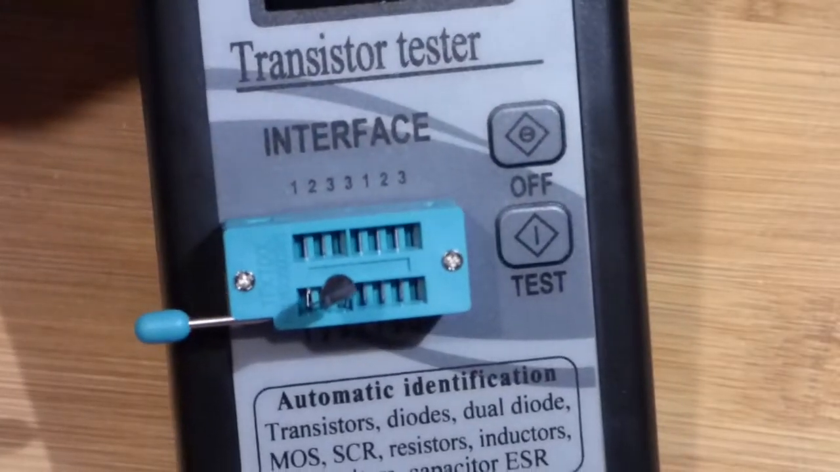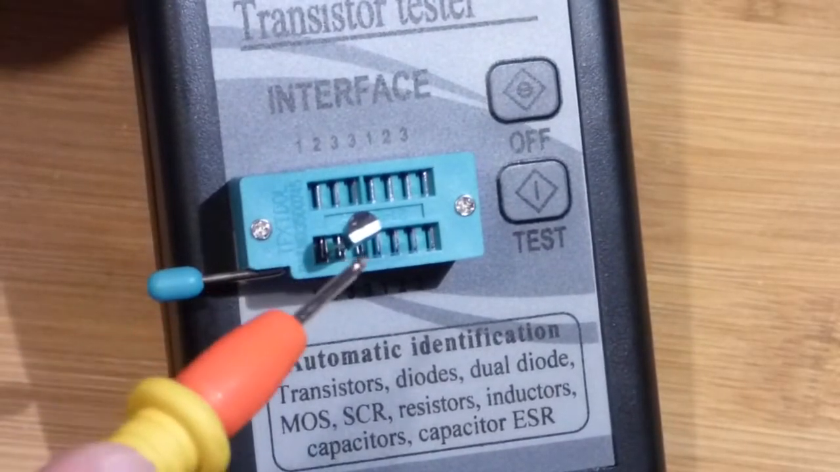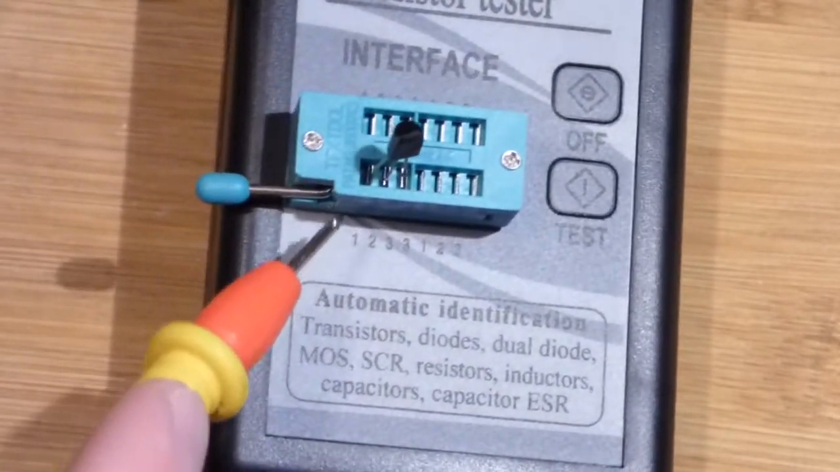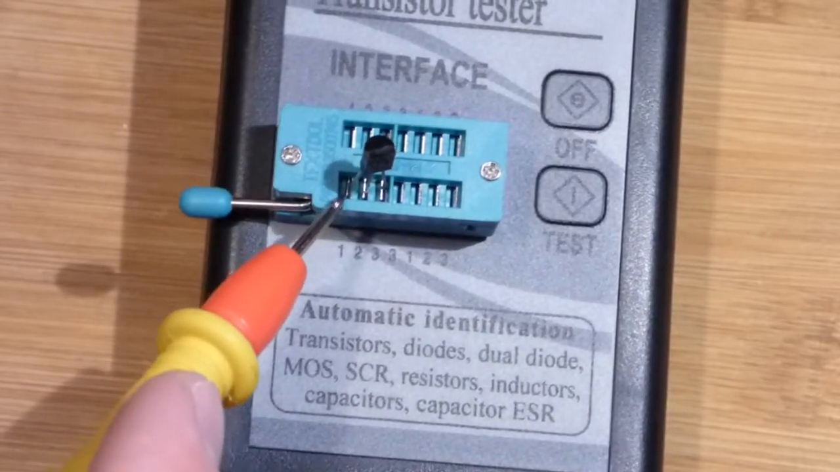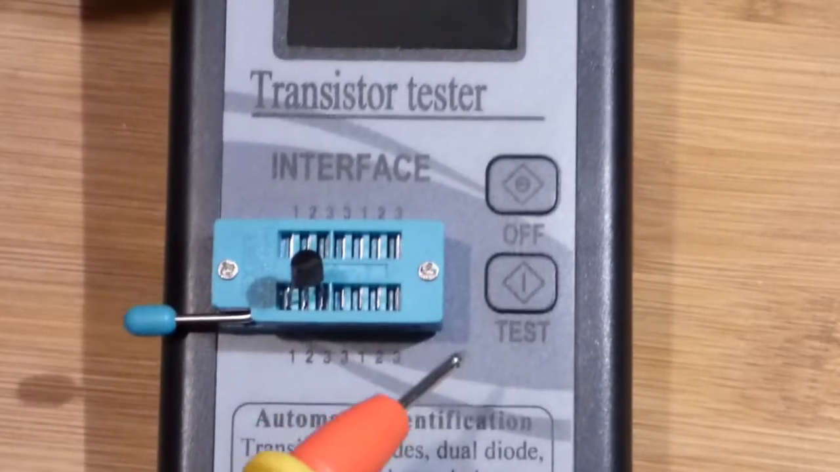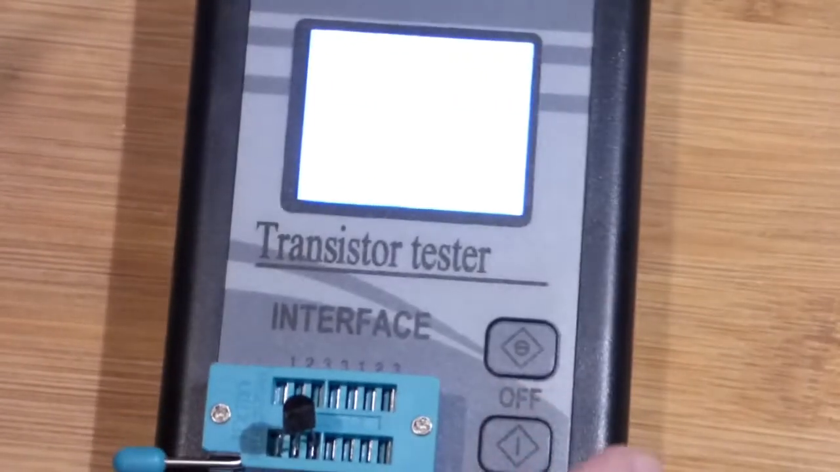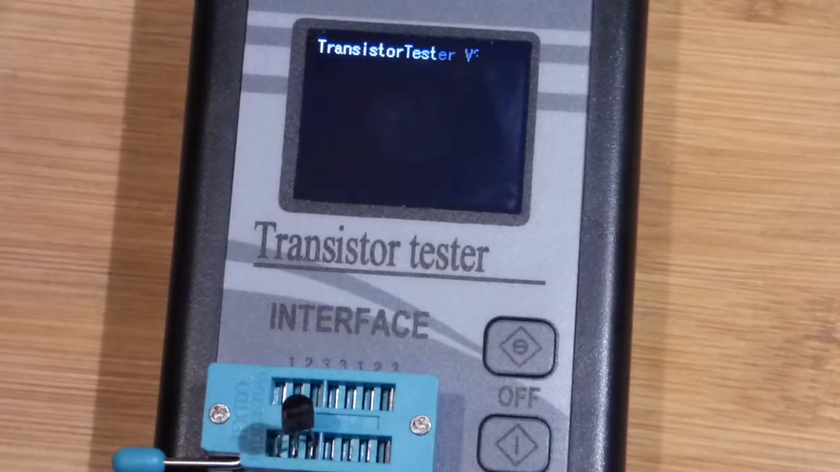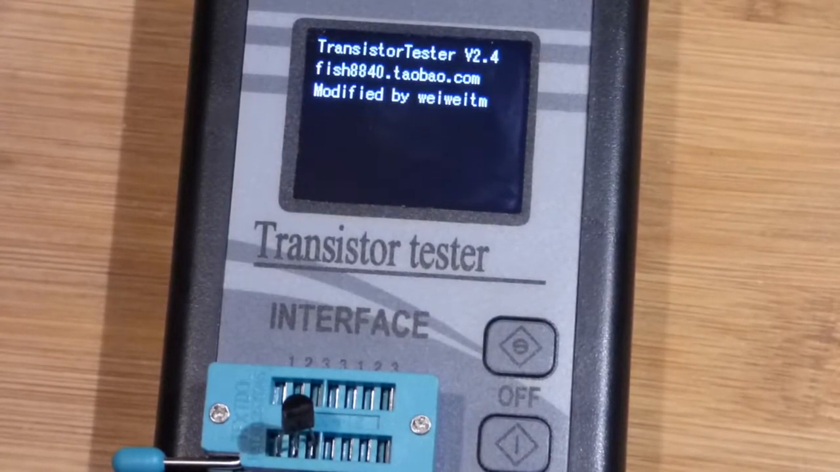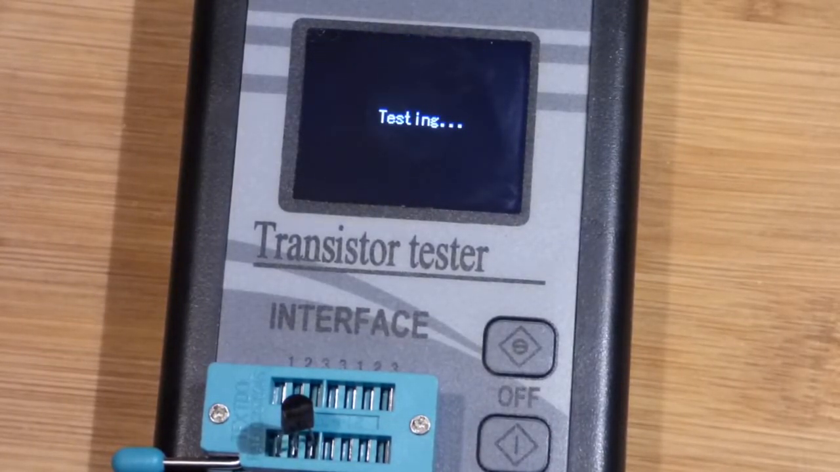place. So right now you'll see the transistor, the flat side's facing us. So we've got one pin to one, one pin to two, and one pin to three. So now all we have to do, it's an automatic tester, is hit the button and it says some stuff, but then now it's testing it.